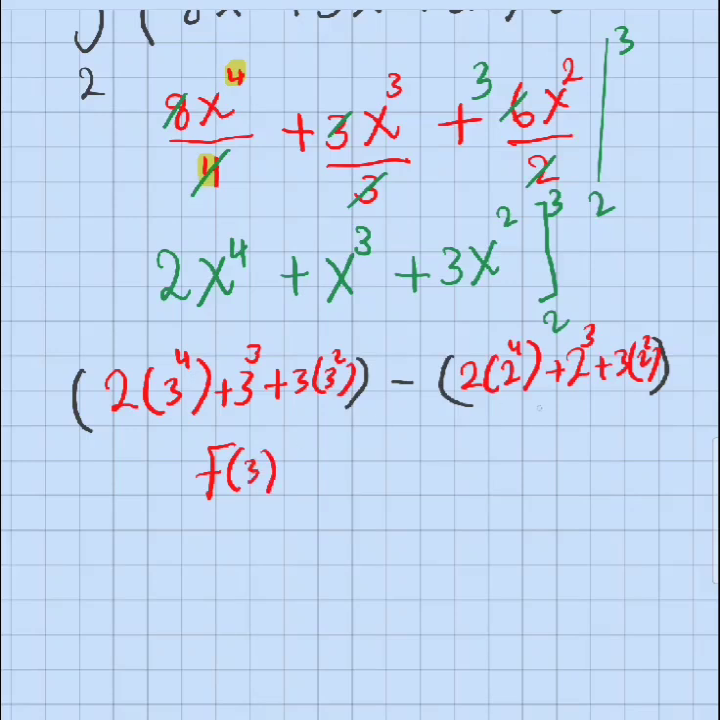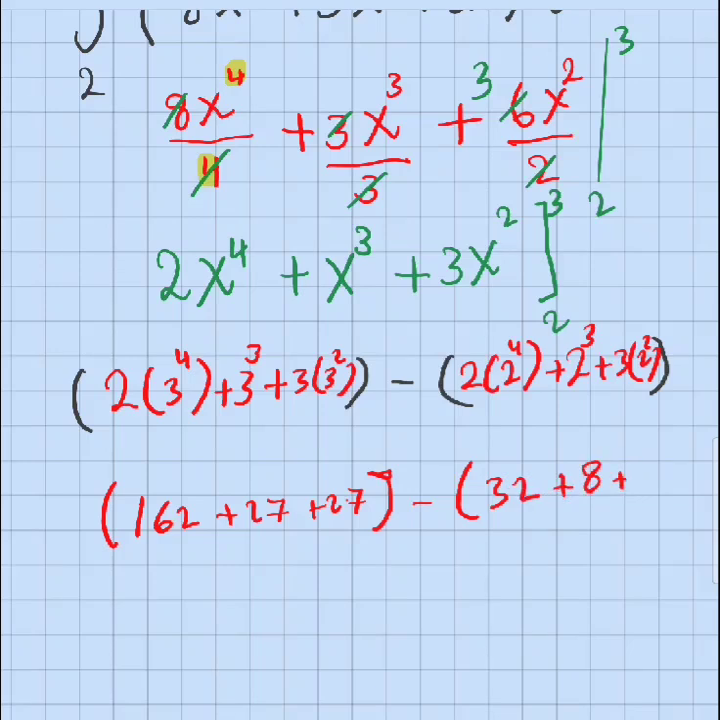So at this point, we just need to do the math. 3 to the fourth power is 81, and 81 times 2 is 162. 3 to the third is 27. 3 squared is 9 times 3, that's 27 as well. 2 to the fourth power. If you multiply 4 2's, you're going to get 16. And 16 times 2 is 32. 2 to the third power is 8. 2 squared is 4 times 3, that's 12.